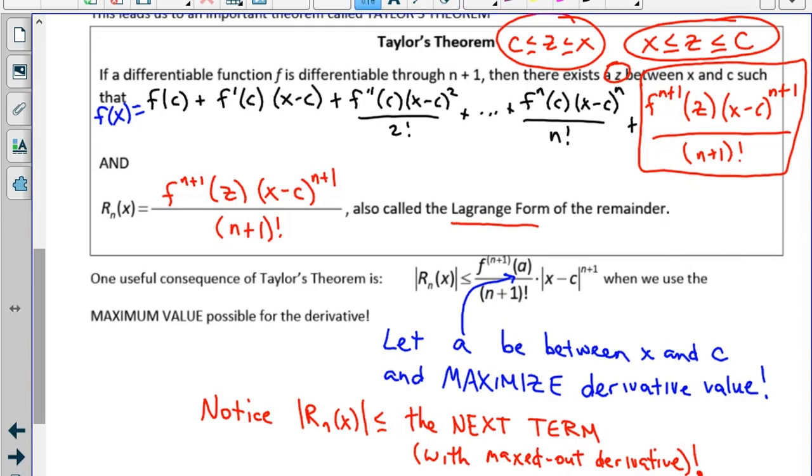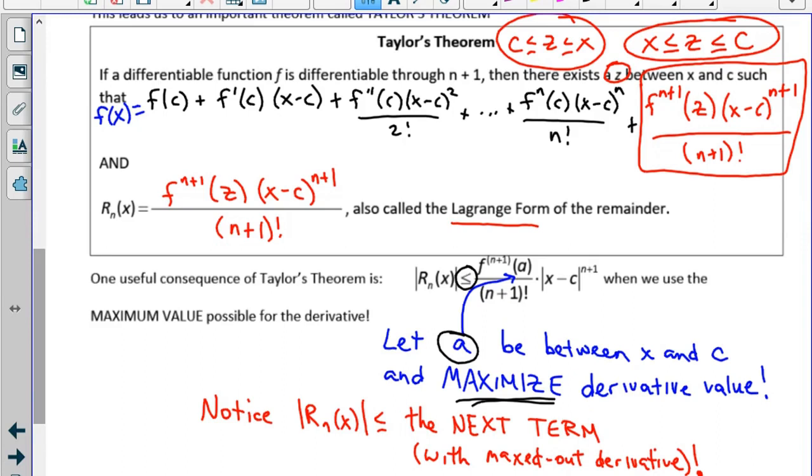Now, we often cannot find that z. That z is very hard to find. But what we can do is make sure that we maximize the possible error so that we know that it's at most this far away. And so what we do is we take some value a, and we try to maximize the derivative in this particular equation. So the remainder must be less than or equal to the maximum n plus first derivative over n plus 1 factorial times x minus c to the n plus 1.